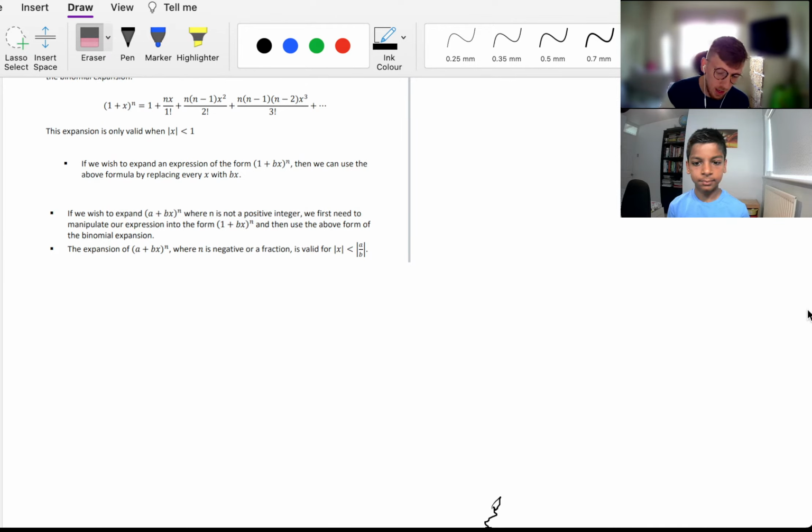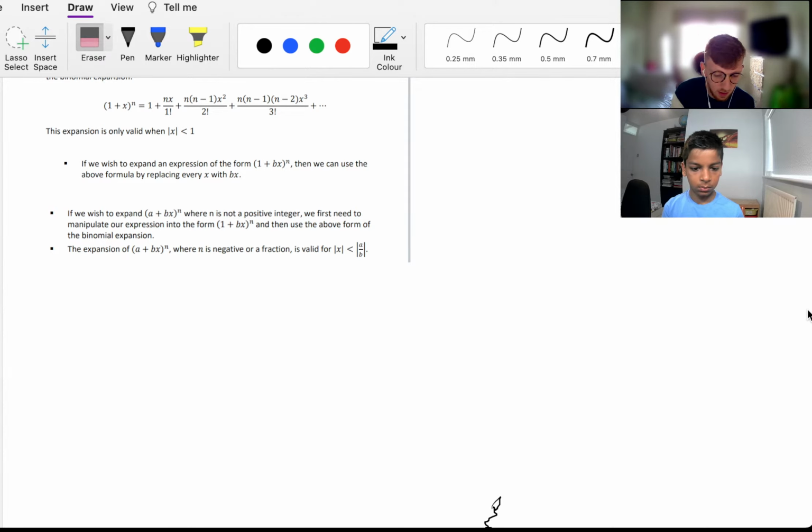The point is this expansion is only valid when our higher powers of x get smaller, so it's only valid when the modulus of x is less than 1. What's another way we could say the modulus of x is less than 1, Cordelia? Another way you could say that is x is between minus 1 and 1. Yeah, brilliant. So another way we could say that is between negative 1 and 1.